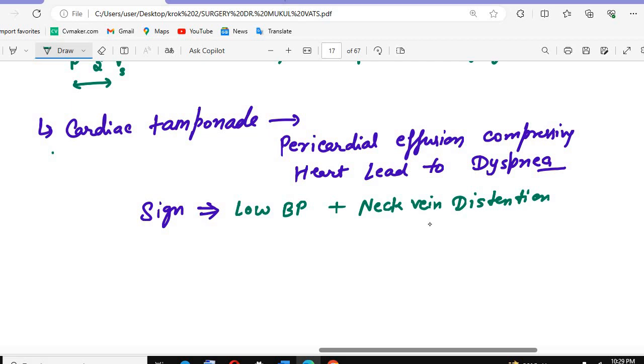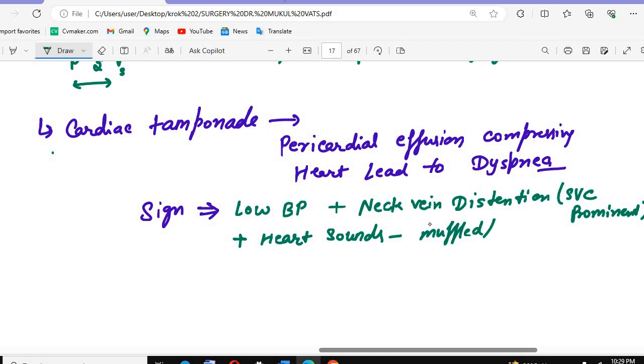Or the superior vena cava will be prominent also. The superior vena cava will be prominent in cardiac tamponade. Along with that, what you will see, heart sounds will be muffled. Muffled heart sounds will be seen, or soft heart sounds will be heard in these conditions.